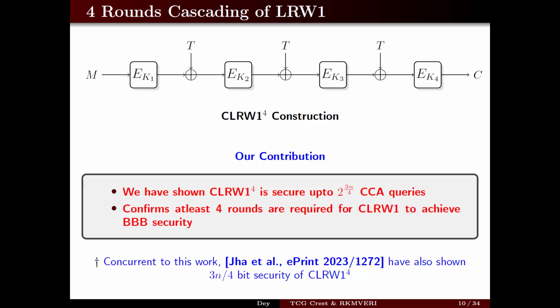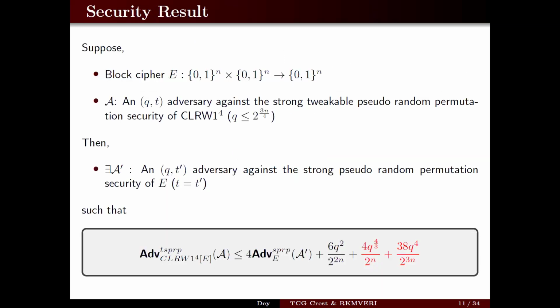One thing I want to mention here is that, concurrently to our work, Jha et al. have also independently shown the 3n/4-bit security of this construction, CLRW1 with 4 rounds. So this is the formal statement of our security result, where this error term indicates that our bound is of the order of 2^(3n/4), where q is the number of queries.